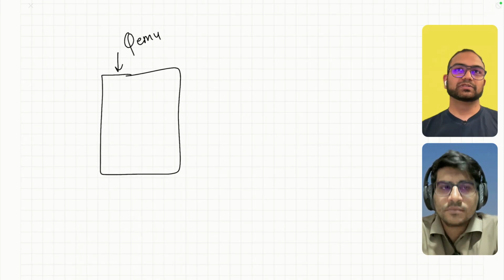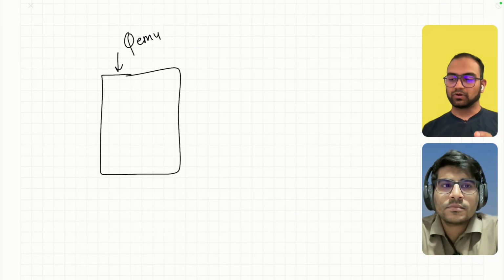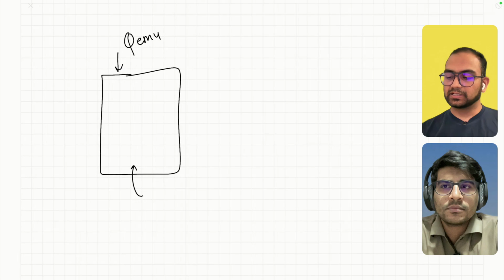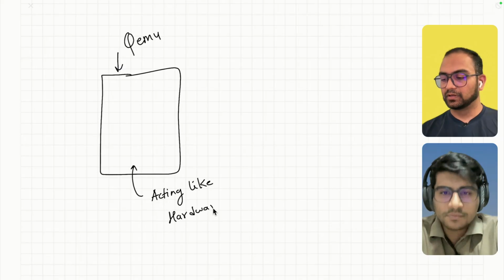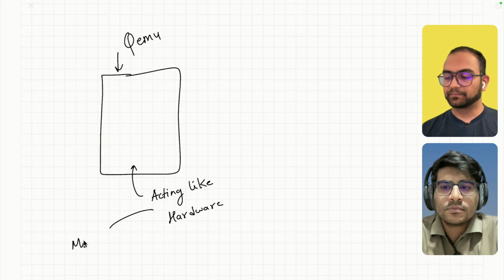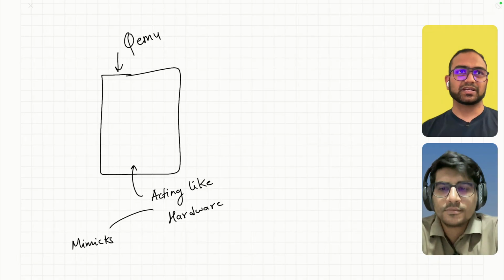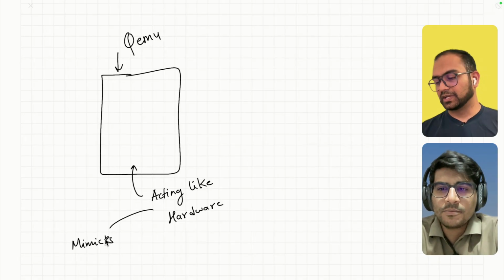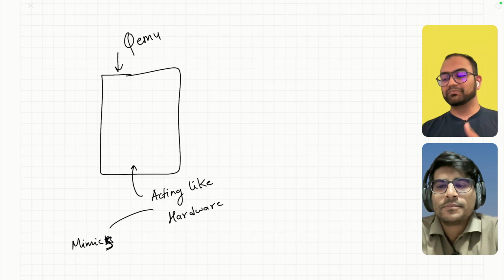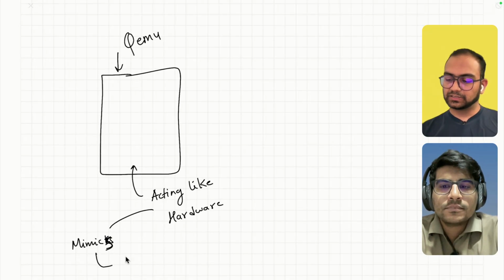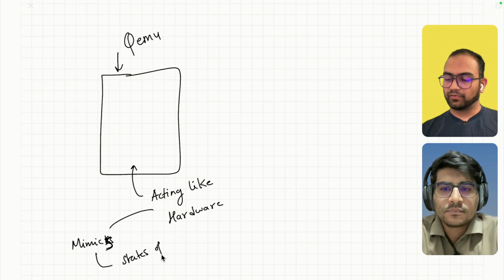QEMU is a software, and it's called Quick Emulator. What it is capable of doing is acting like hardware, which then means it mimics the states of hardware. Just correct me on the spelling here, is this right? The K won't be there. Okay, perfect.